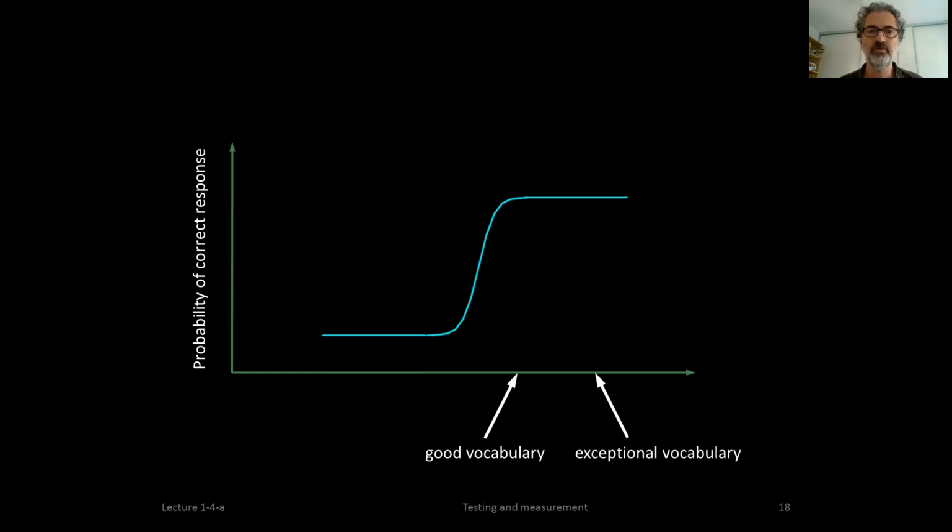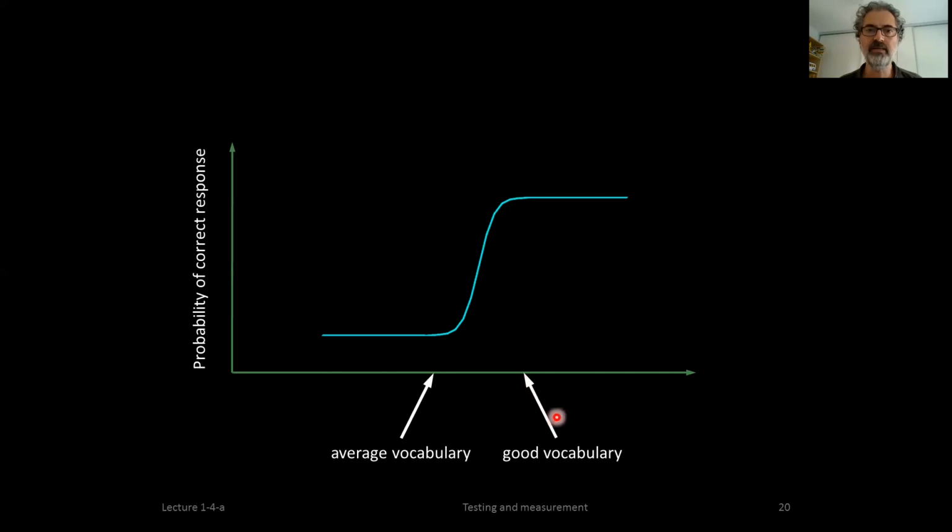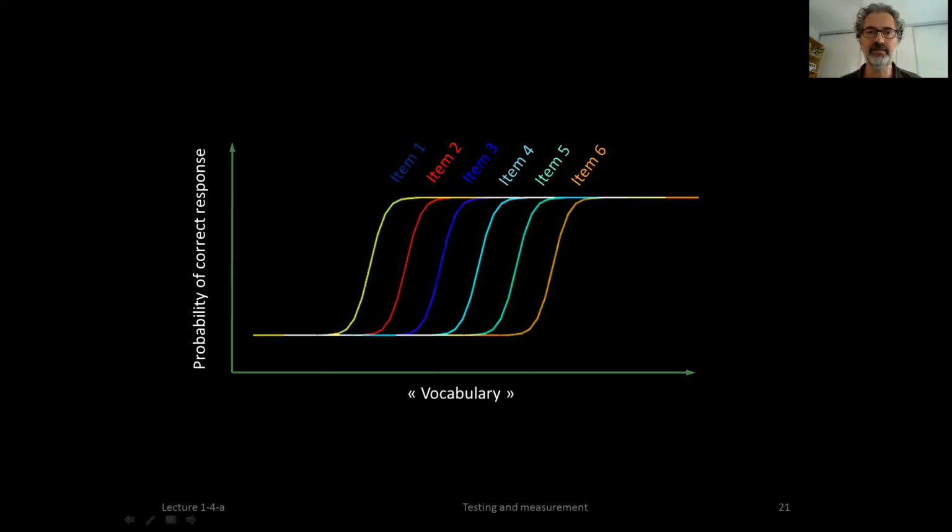Also, both people with good vocabulary and with exceptional vocabulary are very likely to answer this one correctly. So this item cannot distinguish someone with good from someone with exceptional vocabulary because they're both likely to get it right. So this item, this imaginary item, can only distinguish between people with average vocabulary from people with good vocabulary. So each item can only distinguish within a limited range. And so we need lots of items.